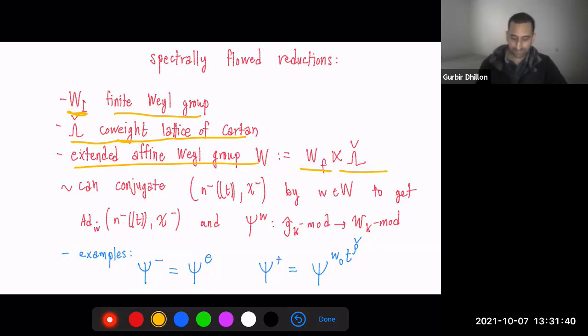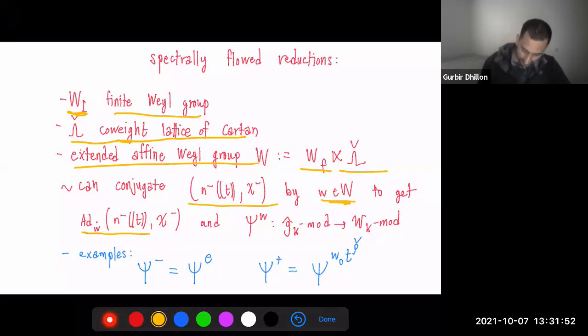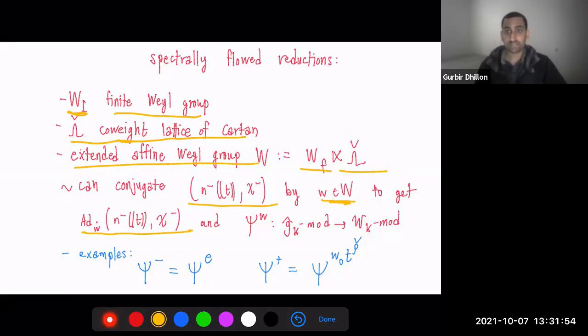And then the point is that for any element in this extended affine Weyl group, you can conjugate, say, one of the two characters we considered, say this n minus chi minus thing, to get a bunch of characters of other subalgebras of G hat, and in particular, a bunch of reduction functors from G hat representations to W representations. And so I guess this has two basic properties. For one value of W, namely the identity element, you're not doing anything. So it's just the minus reduction.